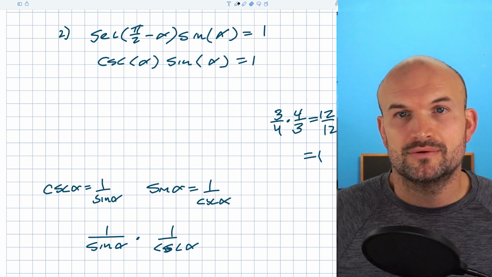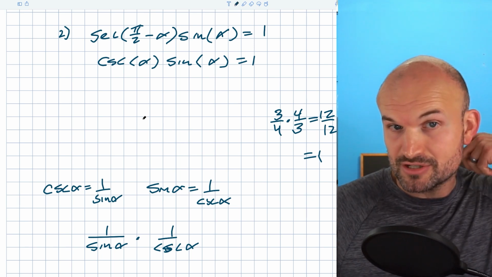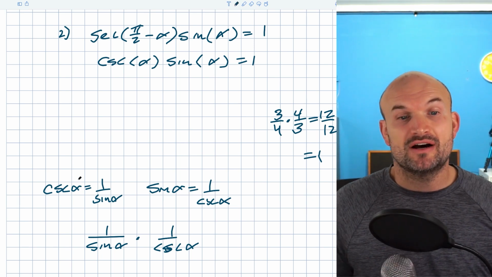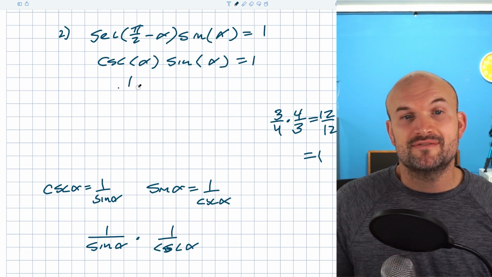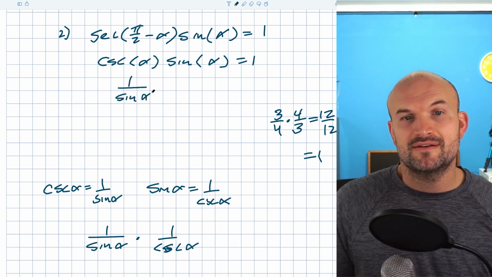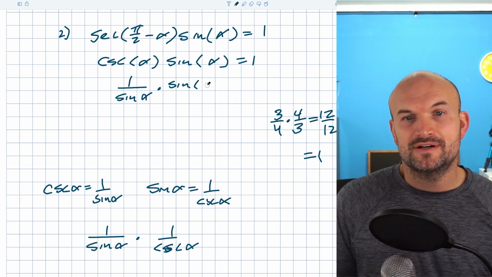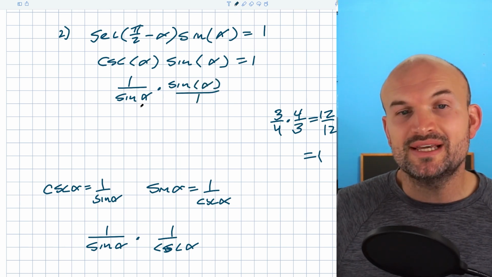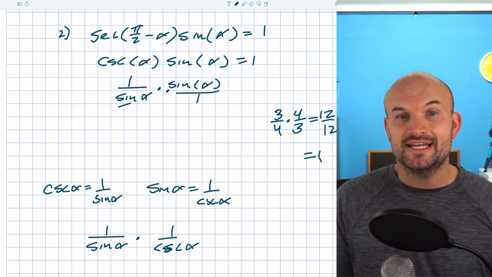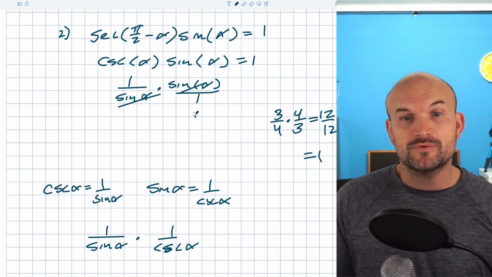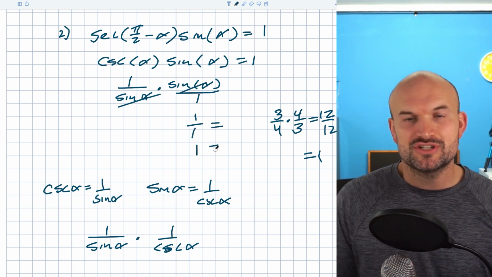I don't really need to have the not equals because it is equal. It's just not true. So what I'm going to do is take my cosecant of alpha and rewrite that as 1 over sine of alpha. So therefore there'll be 1 over sine of alpha times sine of alpha. And again, you can rewrite this as 1 just so we can see that these are going to divide out into a 1. And therefore we're left with 1 over 1, which is just equal to 1.